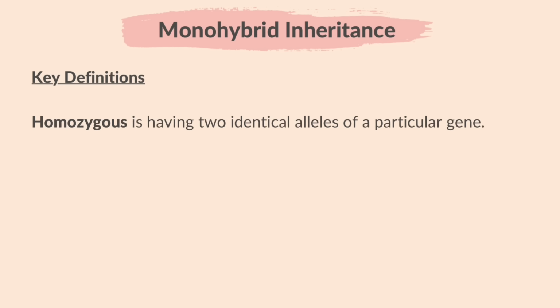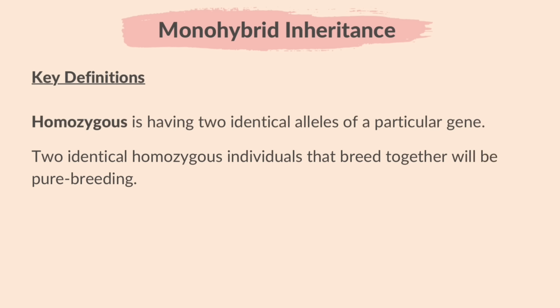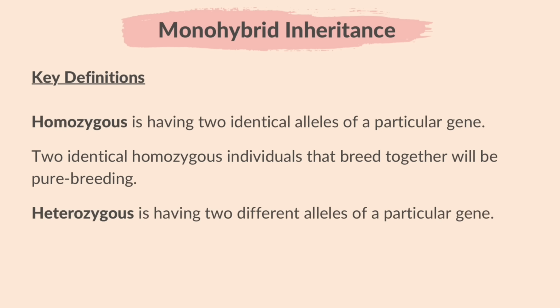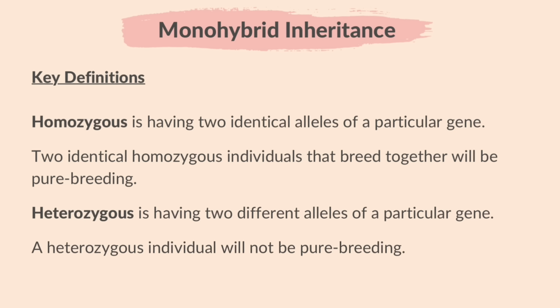Homozygous is having 2 identical alleles of a particular gene. 2 identical homozygous individuals that breed together will be pure breeding. Heterozygous is having 2 different alleles of a particular gene. A heterozygous individual will not be pure breeding.